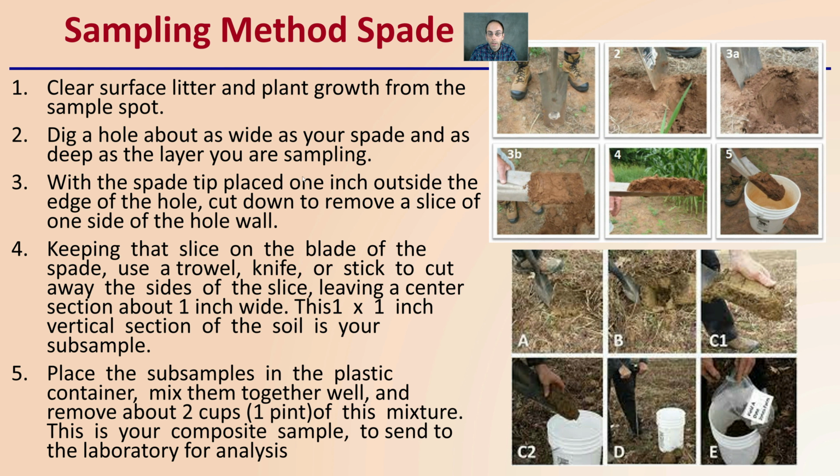So that would really cut down on the amount. Instead of having one area be so large, you can cut it down, or you can just use the whole thing, particularly if you're using a larger pail. You want to place all of these sub-samples into a plastic container, mix them together well, and then remove about 2 cups or 1 pint of this mixture. This is your composite sample to send to the laboratory for analysis.